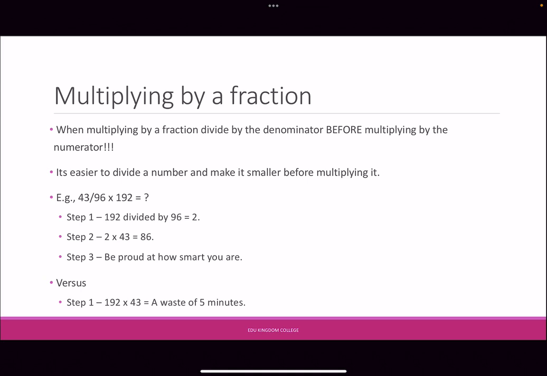So when we multiply by a fraction, we always want to divide by the denominator if possible before we multiply by the numerator. A fraction is basically putting two operators together, a times and a divide. So if we have 1 over 3, it's the same as saying times 1 divided by 3. Or 2 over 3 is the same as doing times 2 divided by 3.